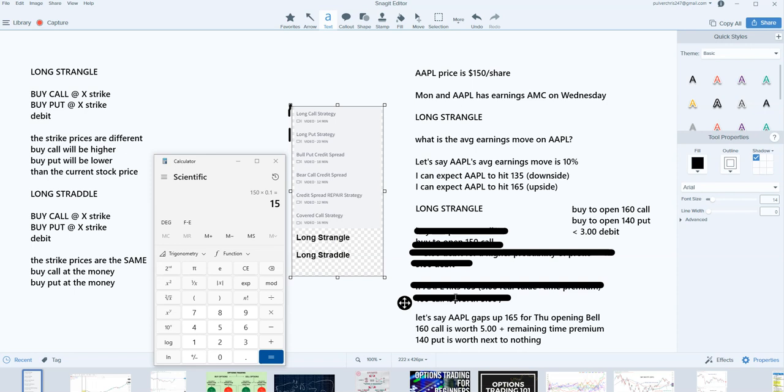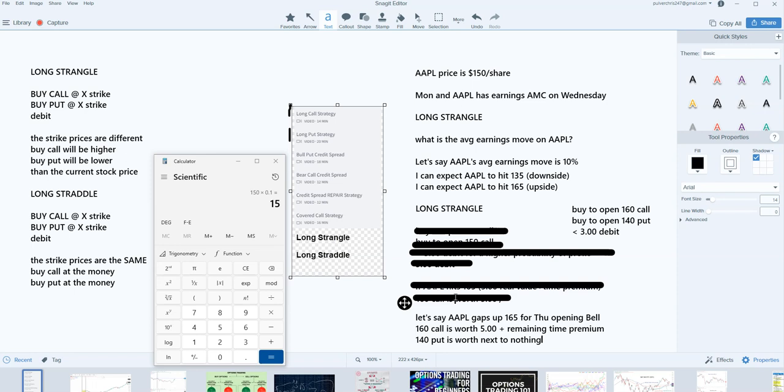And the nice thing is a lot of times with earnings like this, this is a fairly inexpensive way to do it. The strangle is cheaper than the straddle because you're out of the money. Because price is trading at 150 a share and I'm going out to 160, I'm going out to 140, and price has to move $10 and beyond and $10 and beyond. And that's fine.